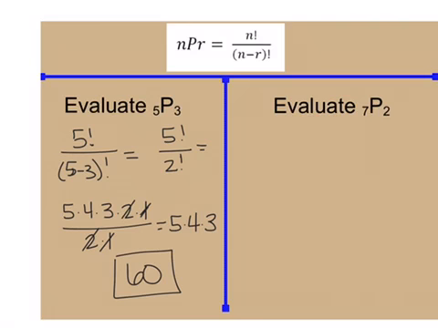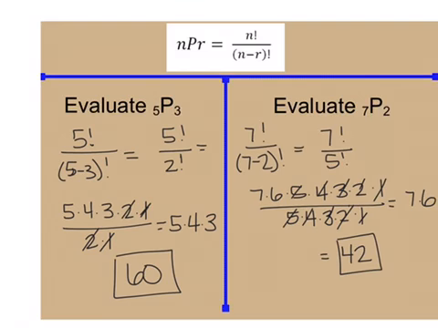So I want you to pause the video. I want you to try to evaluate 7P2 on your own. Get an answer and then come back and check your work. When I went through and evaluated this, I ended up getting 42. If you got anything different, please come chat with me before moving on to the next example here.